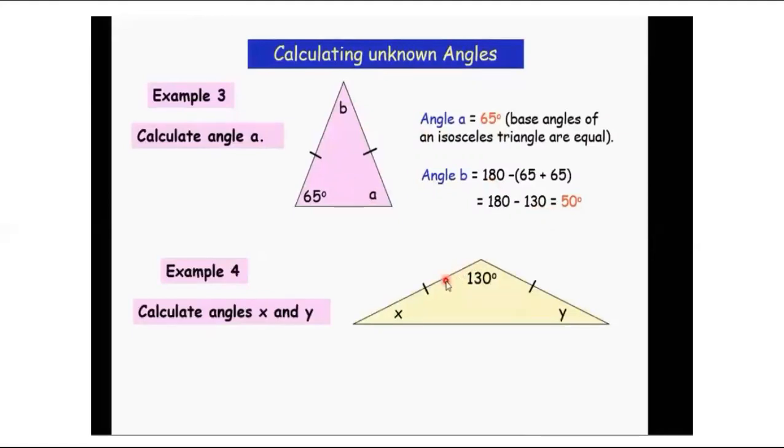Example number 4 is also an isosceles triangle with two base angles. We know that one of the angles, which is known, is 130. So if we subtract it from 180 and divide the result by 2, we will get those two equal angles, x and y. 180 minus 130, and we have to divide it by 2 to distribute it equally as both x and y. So we'll get x is 25 and y is 25.